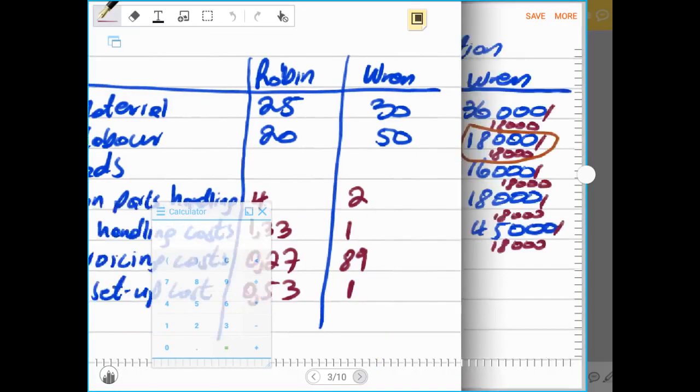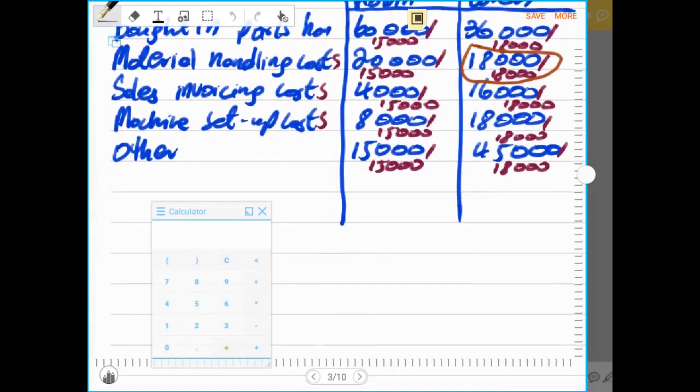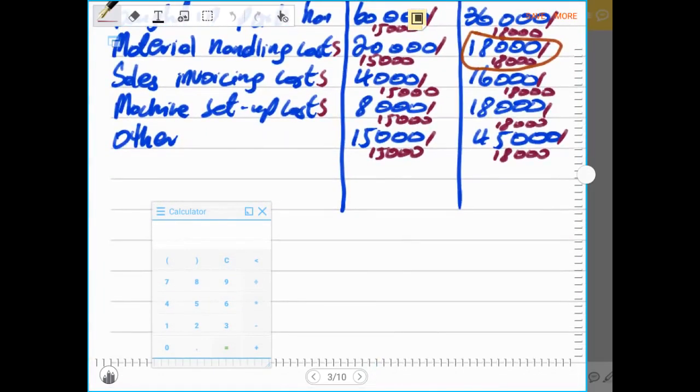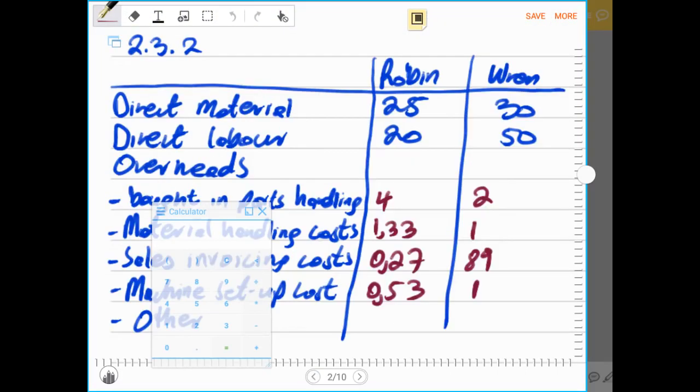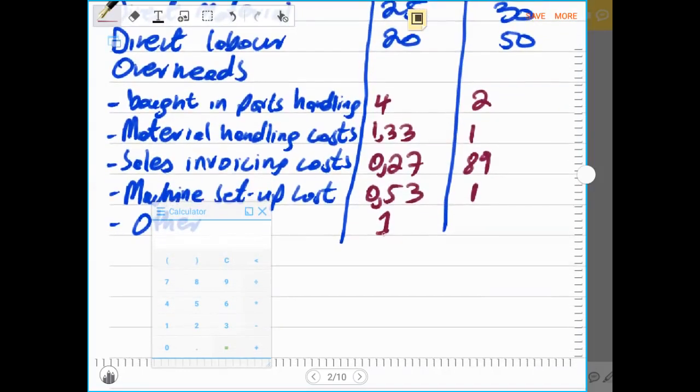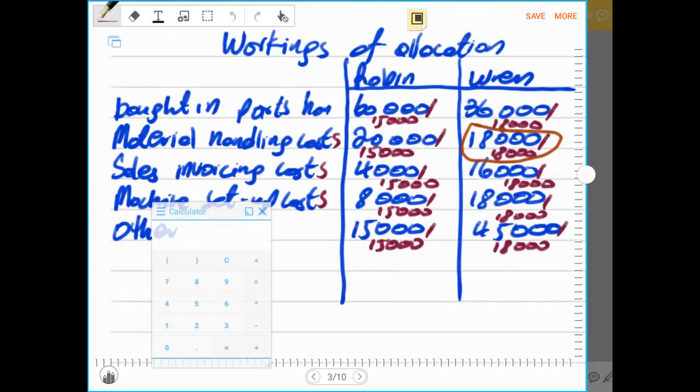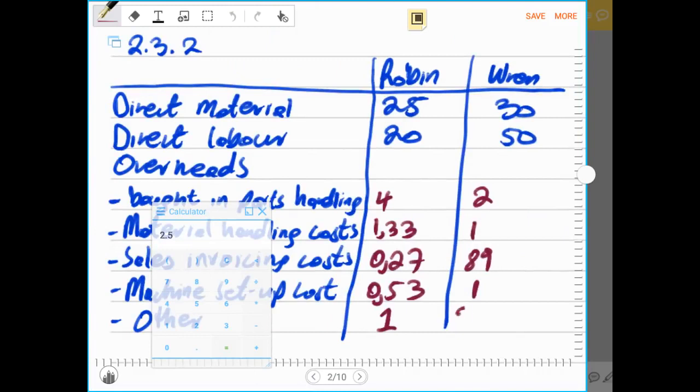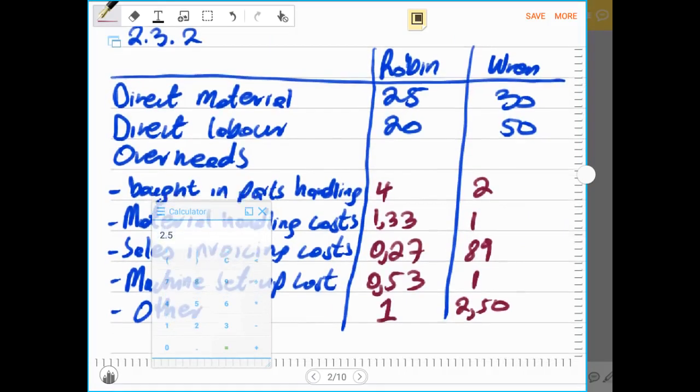And the last overhead is other overheads. 15,000 divided by 15,000 will give us 1. Then we record that as 1. And for the next product, we have other overheads as 45,000 divided by 18,000. That is 2 rand 50 cents.